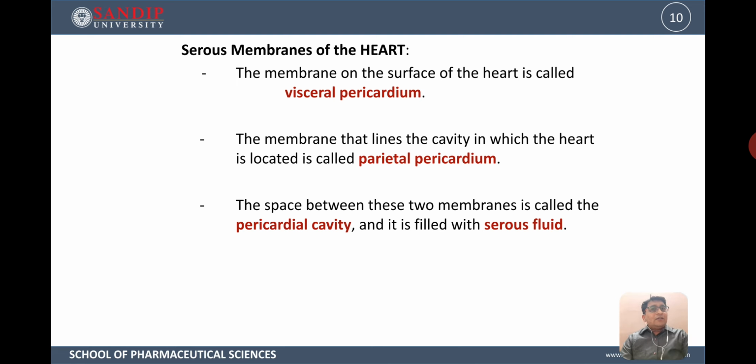Now the serous membranes of the heart. Instead of pleural, you have to use the word pericardium. That's it. First definition, the membrane on the surface of the heart is known as visceral pericardium. The membrane that lines the cavity in which the heart is located is known as parietal pericardium. The space between the visceral pericardium and the parietal pericardium is known as serous fluid, which is required for the process of lubrication.